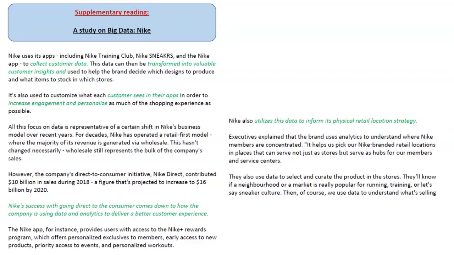So Nike is using it in so many ways. They use data to select stores, select the products in those stores, select which neighborhood is better for athletic shoes or which neighborhood is better for fashion shoes. All of that they are able to do and serve the customers better because of using big data and analytics.